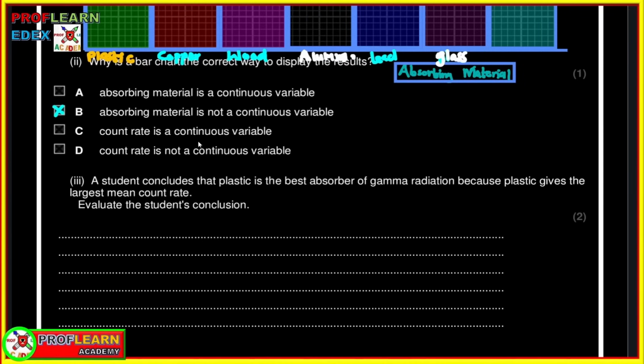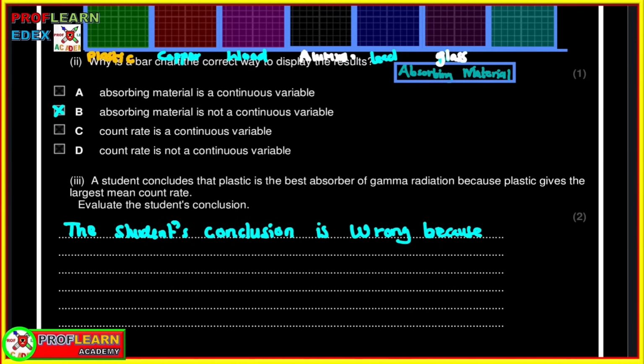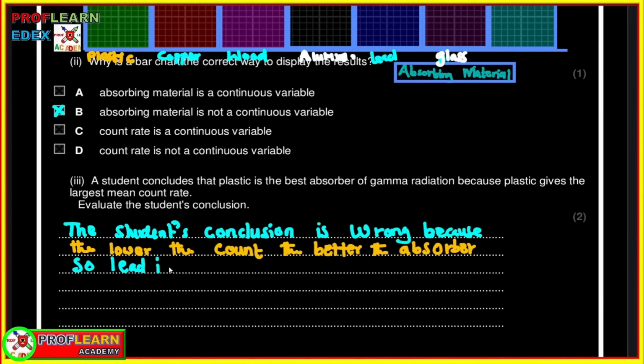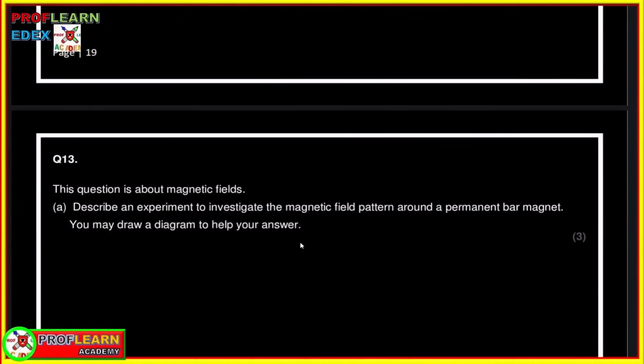A student concludes that the plastic is the best absorber. That's not true. The student is actually wrong. The conclusion is wrong because the lower the count rate, the better the absorber the material is. So plastic is not, because plastic is displaying the highest count, meaning it absorbed the least. So we can say the best absorber is actually lead.